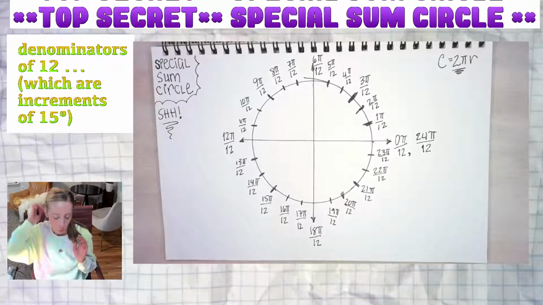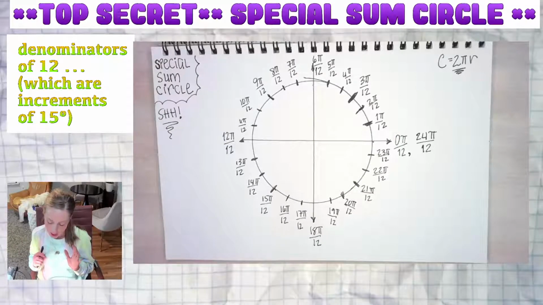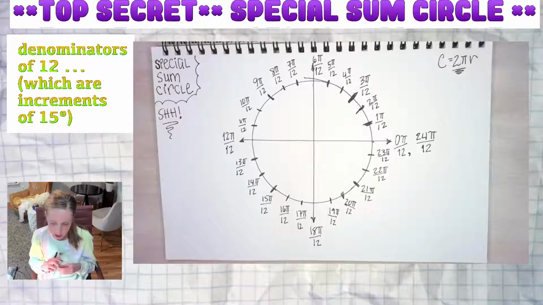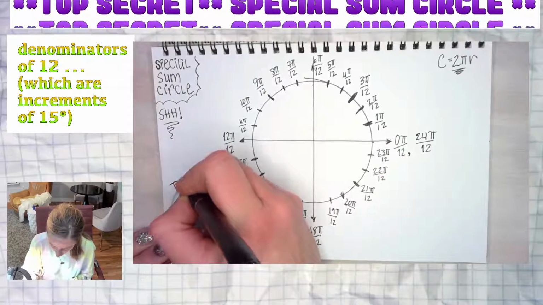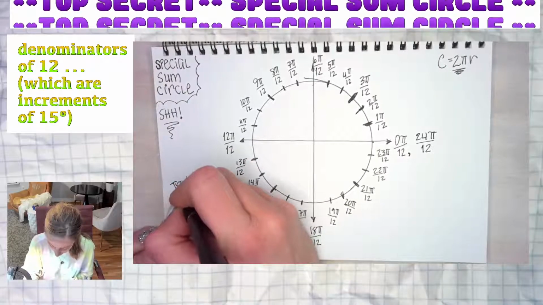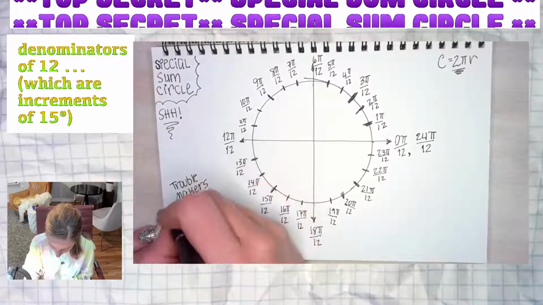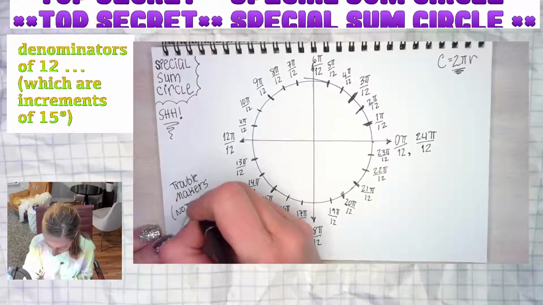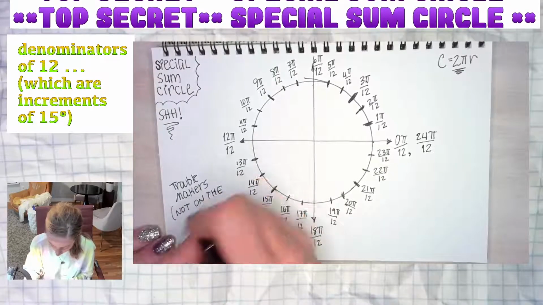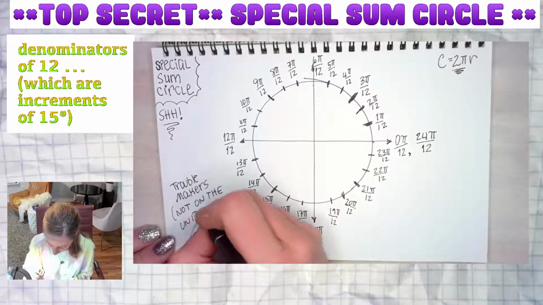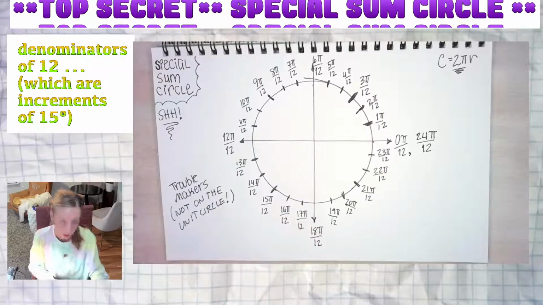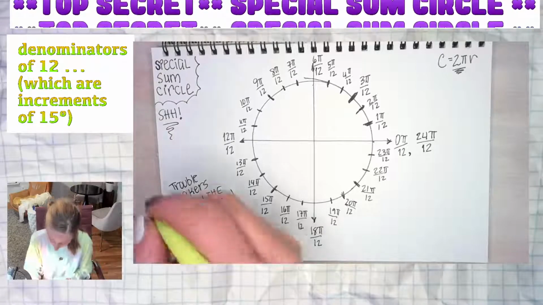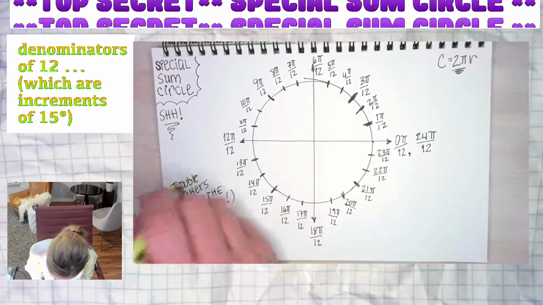Now, which ones are the troublemakers, right? The troublemakers that are not on the unit circle. I'm going to color coordinate them. Okay, I'm going to highlight them, bold, yellow, troublemakers. So they're not on the unit circle.